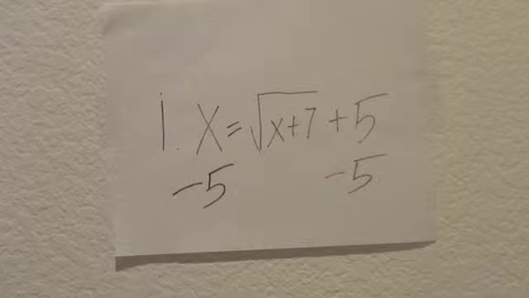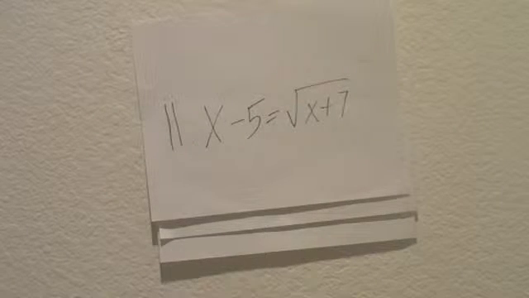To start off this problem, you begin by writing down x equals the square root of x plus 7, plus 5, which is your problem you will soon be solving. First, you need to isolate the radical, which is the square root of x plus 7. To get the radical isolated, you must subtract 5 from both sides of your current problem. You now currently have the problem x minus 5 equals the square root of x plus 7.